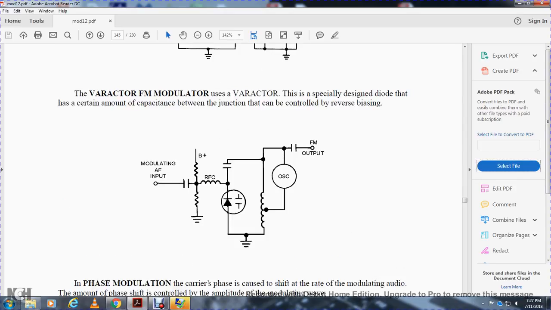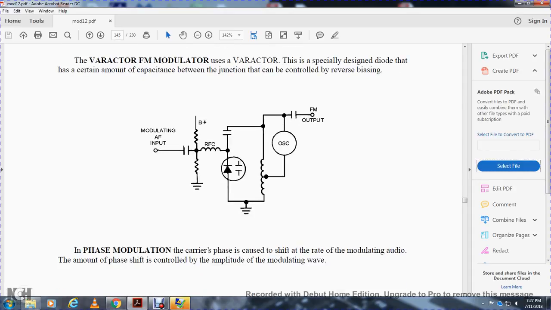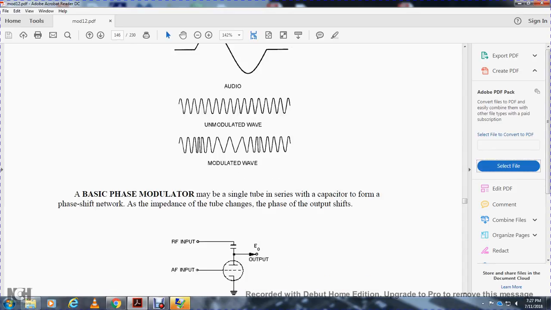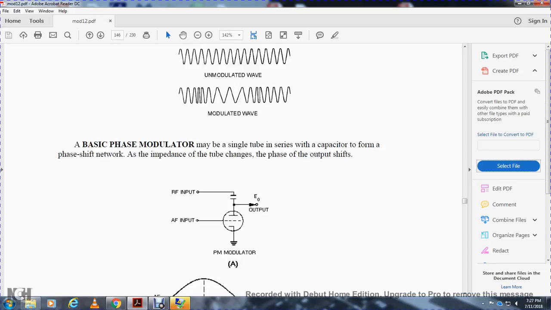Phase modulation: the phase of the carrier is shifted at the rate of the modulation, and the amount of the phase shift is controlled by the amplitude of the modulating wave. Audio, unmodulated wave, modulated wave. Basic phase modulation is made with a single tube with a series capacitor to form the phase shift, and the impedance of the tube changes the phase of the output shift.